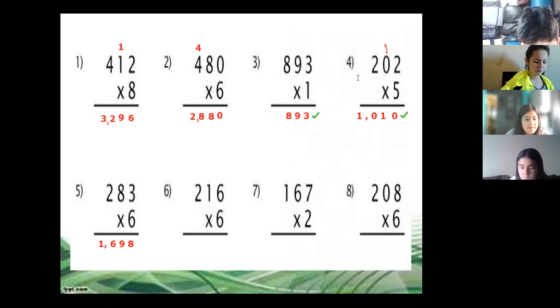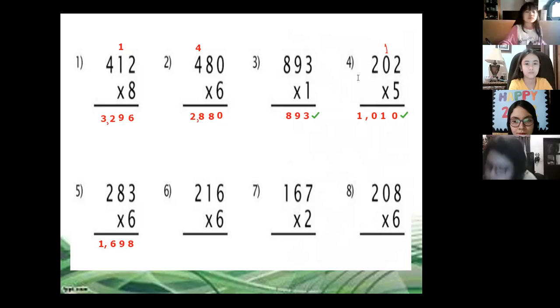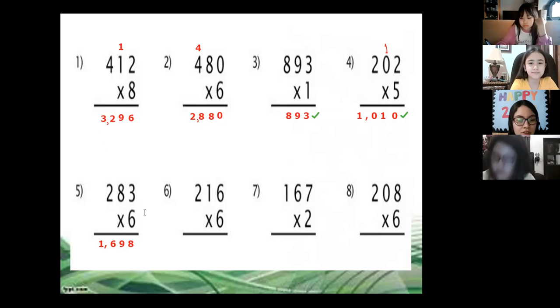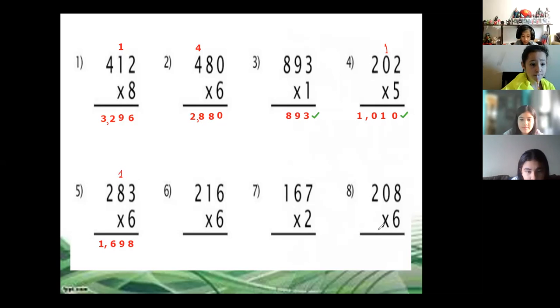Gabriela, you have number 6. Okay, you're going to help me. Let's check this one. 6 times 3 is 18. That's right. So that's why she says 8 here, because she regrouped the 1 on the tens. Now 6 times 8, 48 plus 1. Now we write it down. And 6 times 2. Okay, excellent.